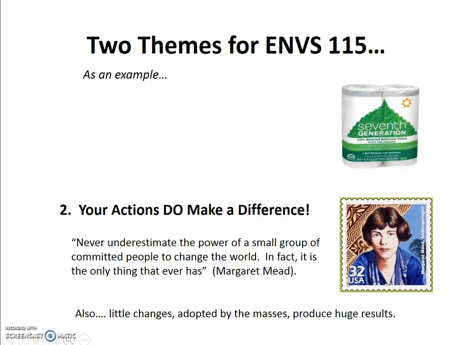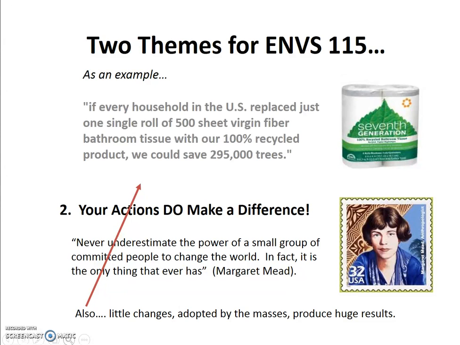Okay, so am I asking you to stop using toilet paper? Obviously not. But instead, consider your options. Consider buying recycled toilet paper products. There are many products out there. One brand is called Seventh Generation. On their toilet paper rolls, they note, if every household in the U.S. replaced just one single roll of 500 sheet virgin fiber bathroom tissue with our 100% recycled product, we could save 295,000 trees.